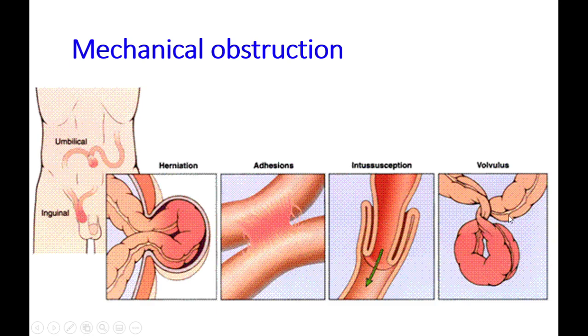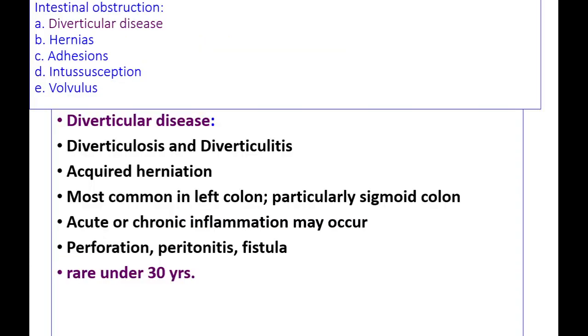And volvulus is rotation of a bowel loop around its pedicle or around its neck, its mesenteric border, and this will also result in strangulation and obstruction and gangrenous necrosis, most commonly in the sigmoid colon. Again, diverticular disease can also result in intestinal obstruction.